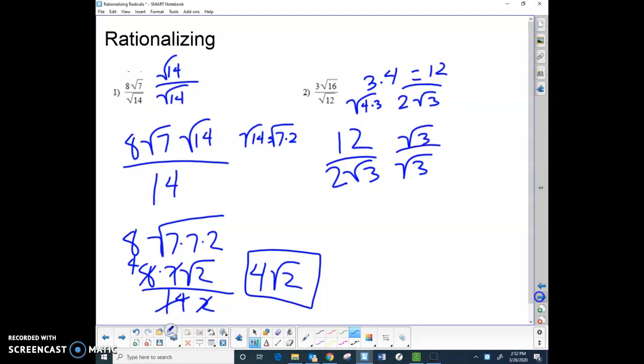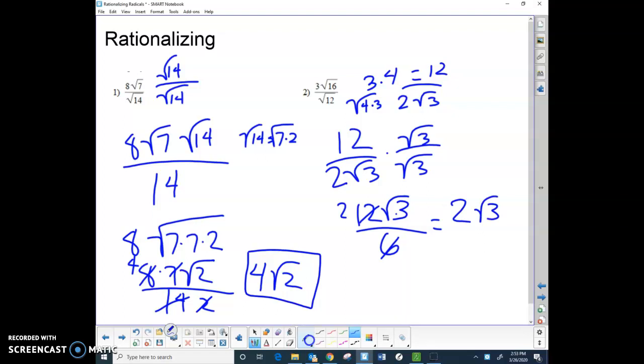Square root of 3 over the square root of 3. And we're just multiplying fractions, top times top, bottom times bottom. So 12 times the square root of 3. On the bottom, I have 2 square root of 3 times square root of 3, so this becomes just a 3. So I've got 2 times 3, which is 6. Can cancel that. That should be square root of 3, not 13. So I actually have 2 times the square root of 3.